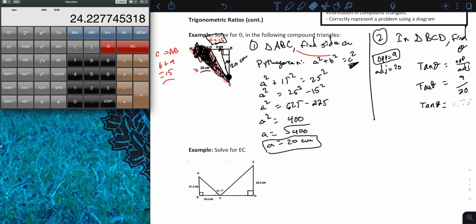One sec here, 9 divided by 20, I think. Let's just do that again. 9 divided by 20, okay, 0.45. And then therefore, for theta, you've got to take tan inverse of that. So theta is equal to 24.2, or 24 degrees. And that answers this question: solve for theta. Now, be careful with this. This caught me too.